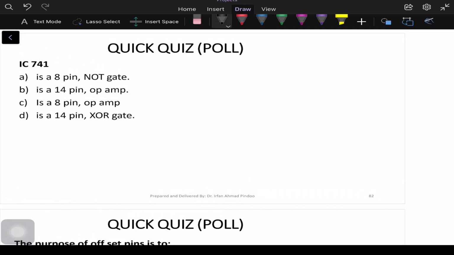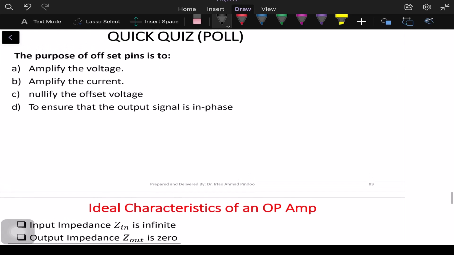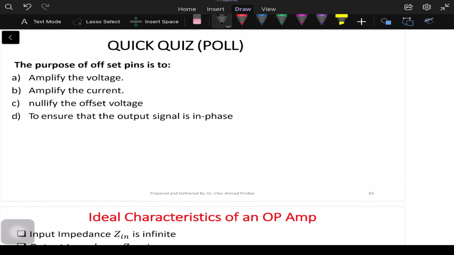It's time to solve some questions. What is IC741? It is an 8-pin op-amp. What is the purpose of offset pins? It is to nullify the offset voltage.